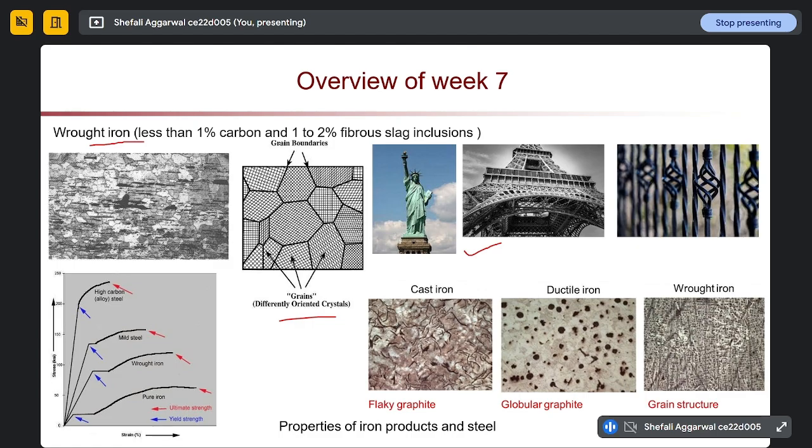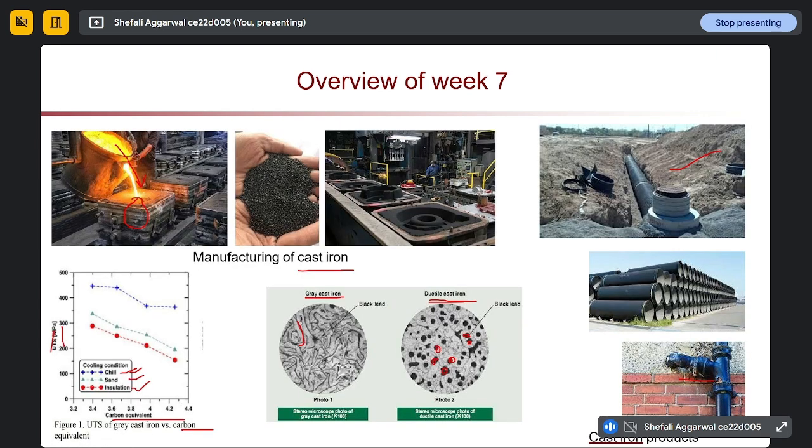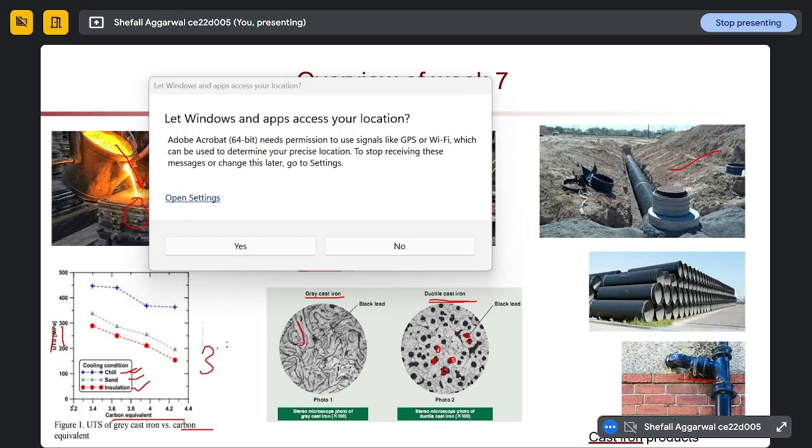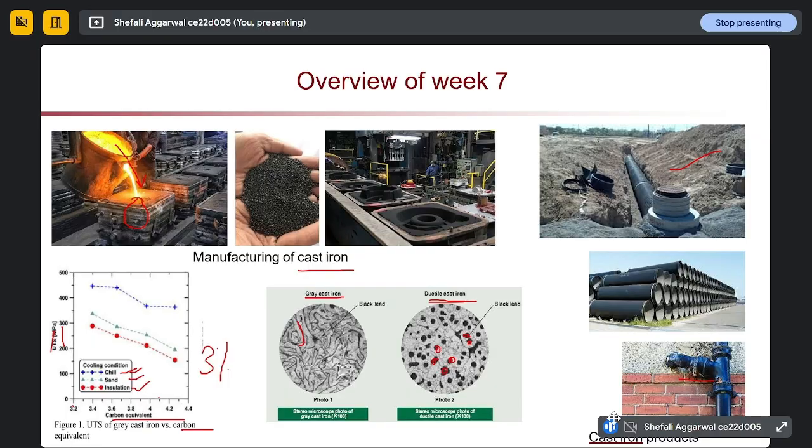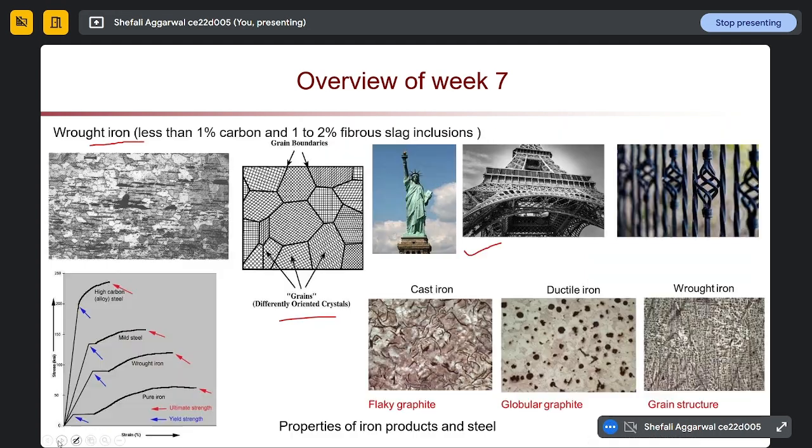In the case of cast iron, how much carbon content do we normally have? Normally, we have 3% carbon content in cast iron. But in wrought iron, we have less than 1% carbon, and along with carbon, we have some slag inclusions. So this is another type of iron.